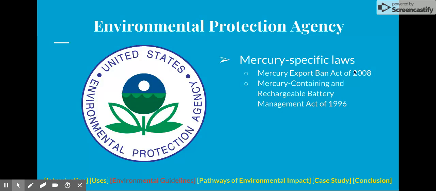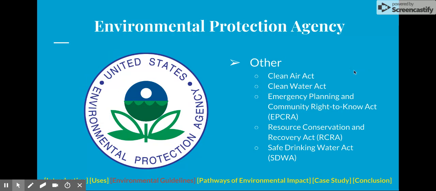The Environmental Protection Agency breaks mercury legislation into 2 categories: mercury-specific laws and other environmental laws that limit mercury exposure. The mercury laws include the Mercury Export Ban of 2008, which prohibits metallic mercury export after 2013, and the Mercury-Containing and Rechargeable Battery Management Act of 1996, which phased out mercury from rechargeable batteries. Other environmental laws include the Clean Air Act, the Clean Water Act, the Emergency Planning and Community Right to Know Act, the Resource Conservation and Recovery Act, and the Safe Drinking Water Act. These acts limit mercury in the water and air, along with making records available to the public.